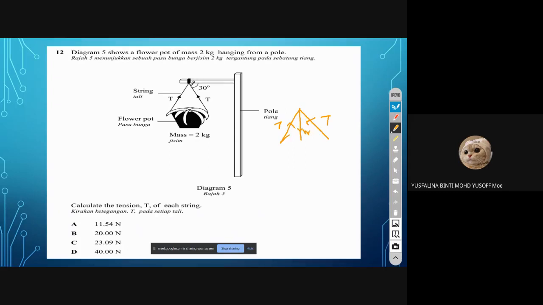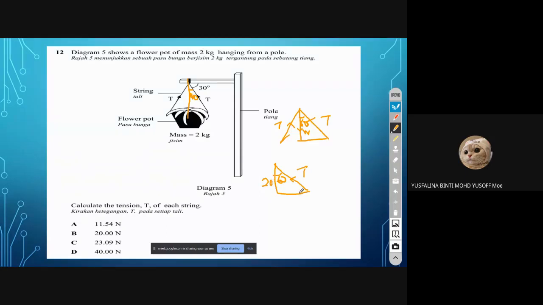So you don't know the angle here, right? Let's say I draw like this, and this is 90 degrees. So this one should be 60, so this one also must be 60. Then I take out half of the triangle and draw again so you can see it clearly. So this is 60, this is T, and this is the weight. The weight already changed to 20 Newton.